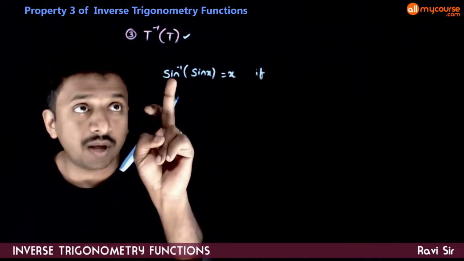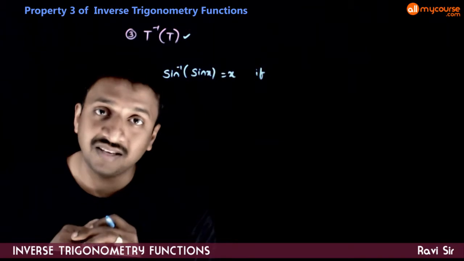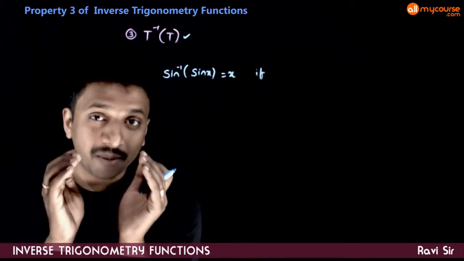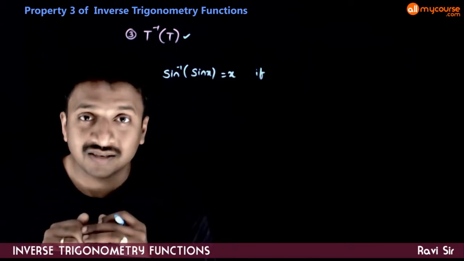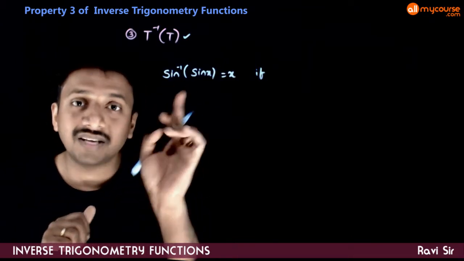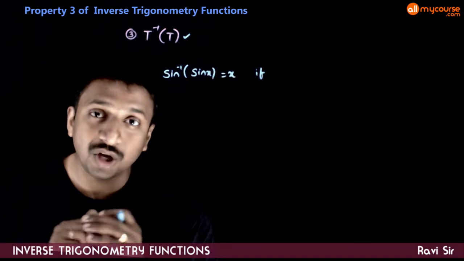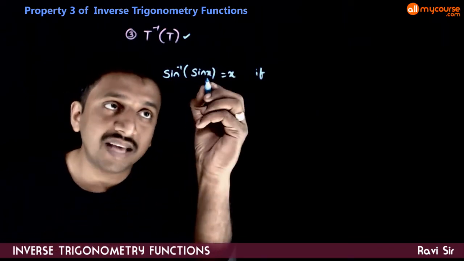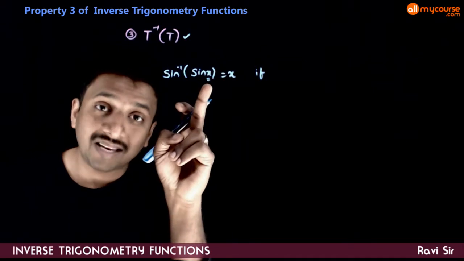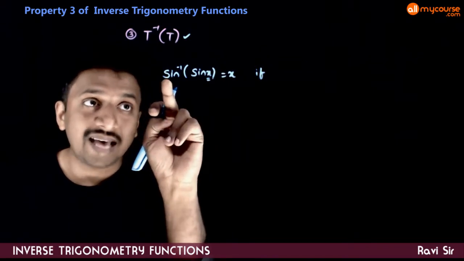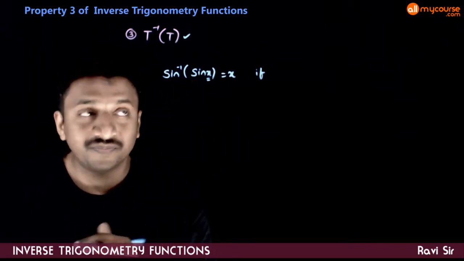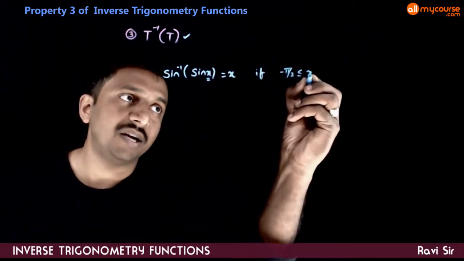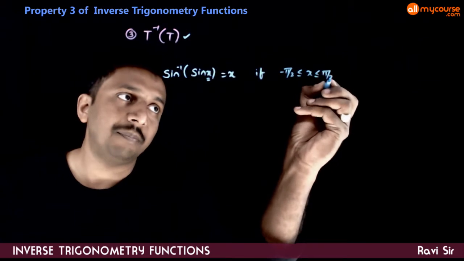only when will sine inverse and sine cancel each other? We have already seen that within a particular domain of sine x, only sine inverse is the inverse of sine. That is, over which domain? Minus pi by 2 to pi by 2, right? So only if this x lies between minus pi by 2 to pi by 2, sine inverse and sine cancel each other. So only if x lies between minus pi by 2 and plus pi by 2.